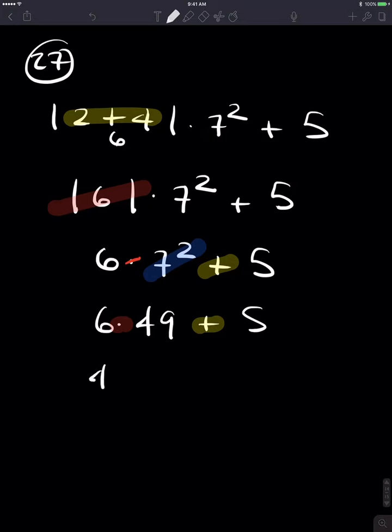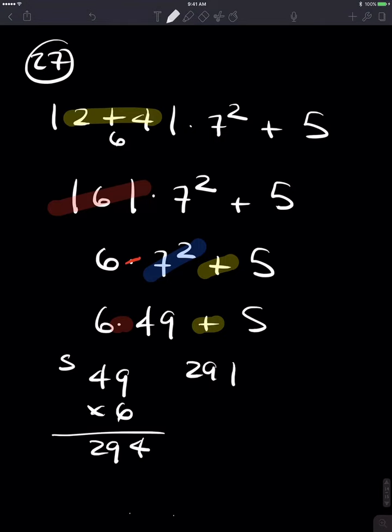So I have to determine what 49 times 6 is. 6 times 9 is 54. 6 times 4 is 24 plus 5 is 29. This is 294 plus 5 for a final answer of 299.